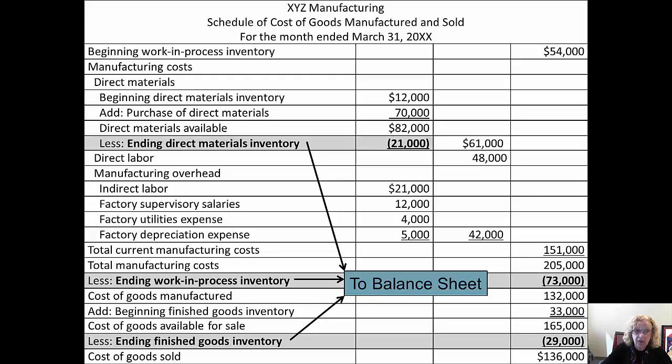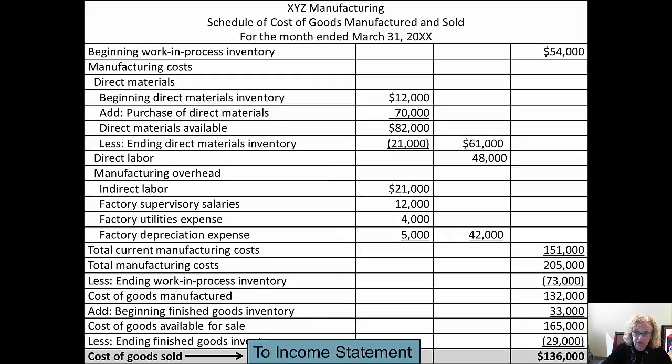So now, the dollar value of our ending materials, ending work in process, and ending finished goods will show up on the balance sheet under assets, whereas cost of goods sold will go to the income statement as part of our computation. Sales revenue minus cost of goods sold equals gross profit.